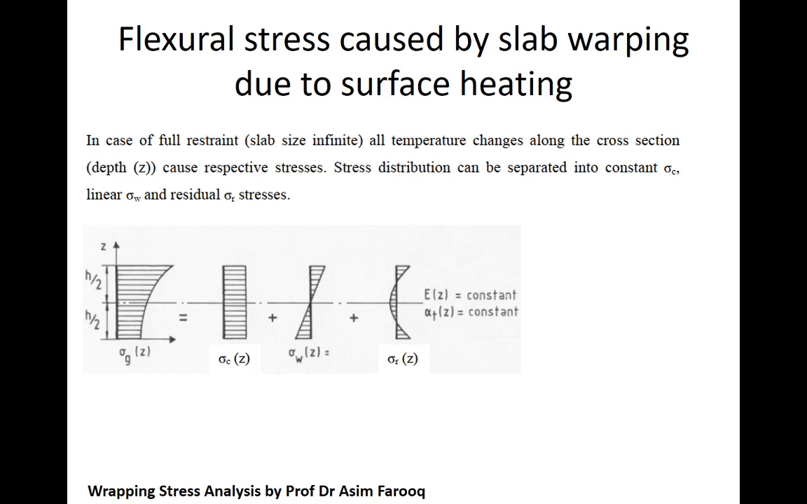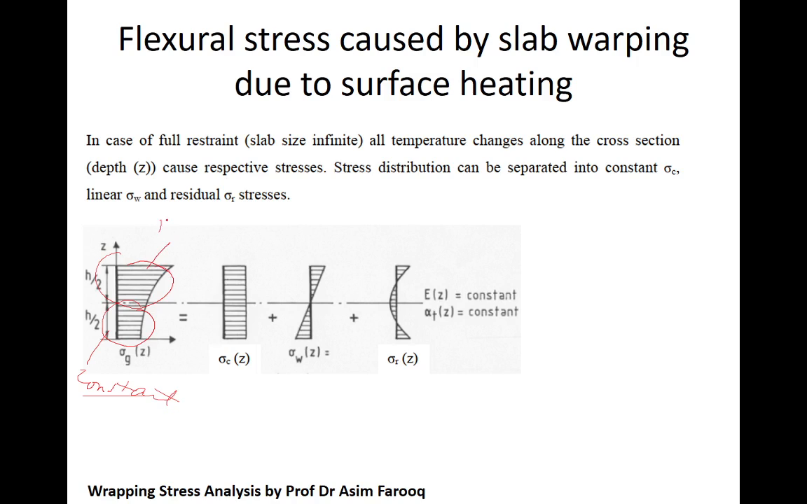The next topic is about the flexural stresses which occur due to the warping from surface heating. As you can see in that figure, this is the portion which was in the top layer, while this is the one exactly below the surface. So that specific portion was open to the temperature variation. As you can see here, we have a little bit of change in the top slab surface.